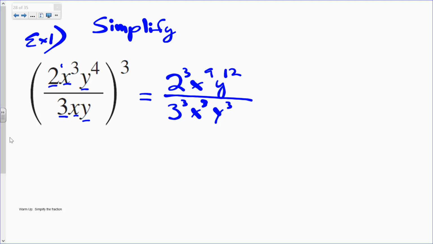Question so far? We're not done yet, but that's just the first step. Get rid of that parenthesis. So this was the first power. I took every item in here, this to the 3rd power. Okay, good.